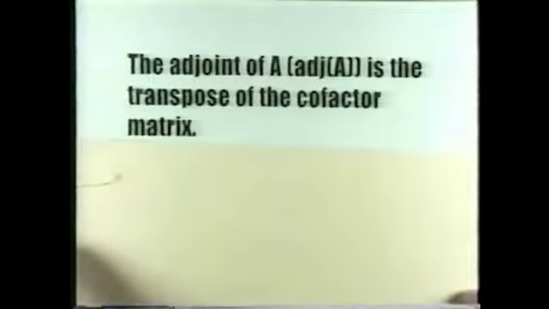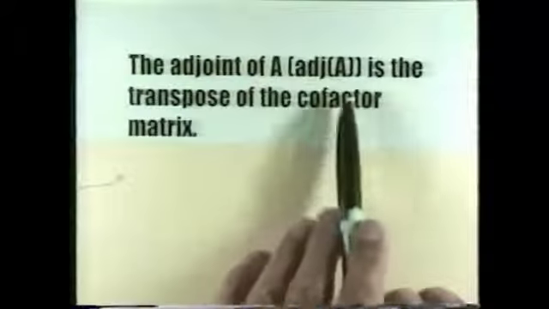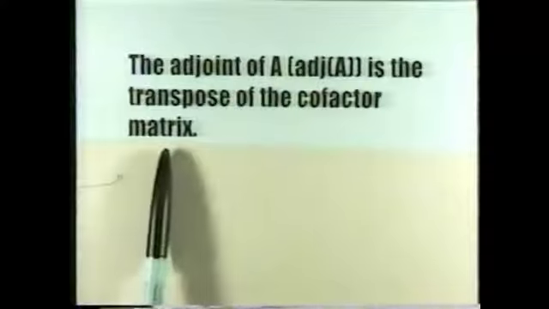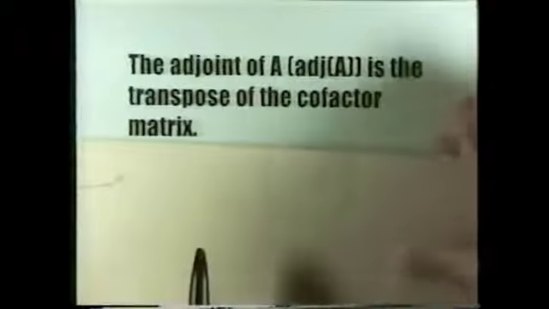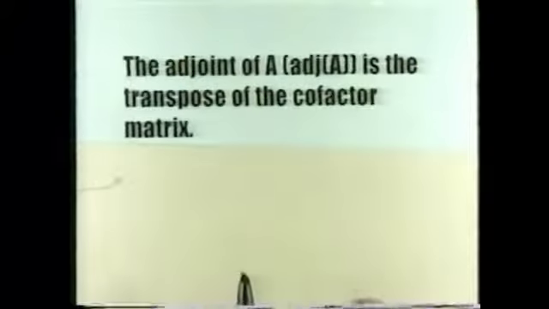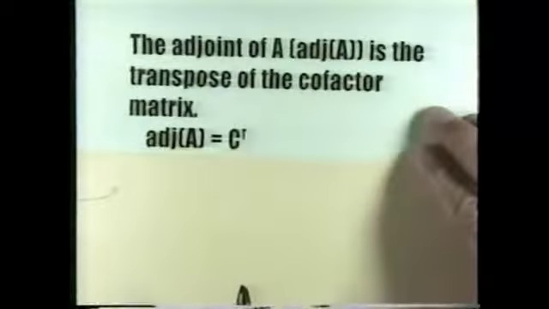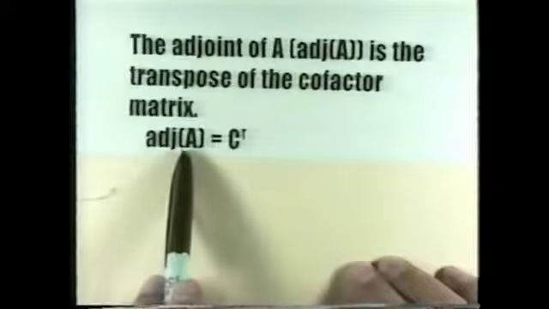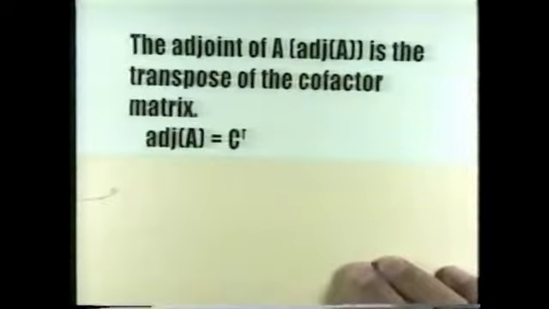The adjoint of A, noted adj A, is the transpose of the cofactor matrix. So to find the adjoint, first of all you have to find the cofactor matrix and then take its transpose. So the adjoint of A is the transpose of the cofactor matrix.